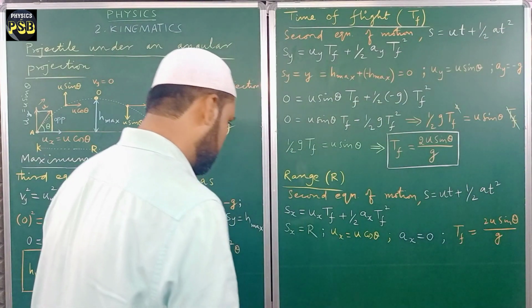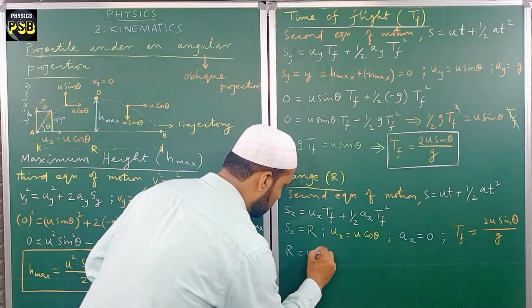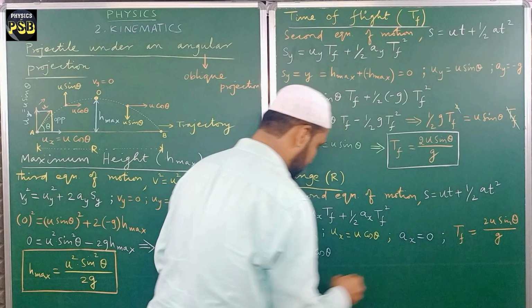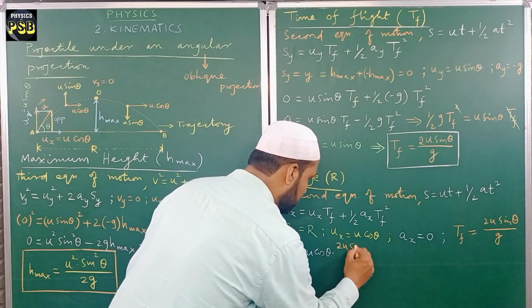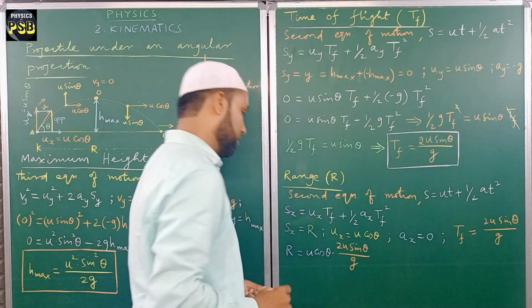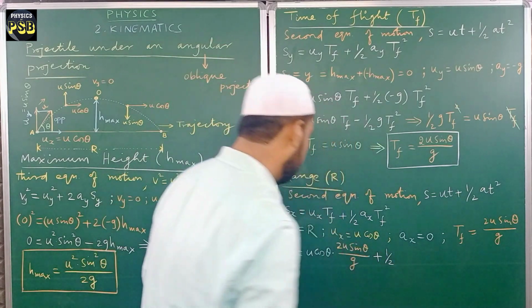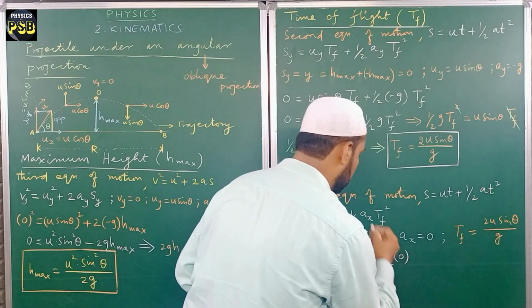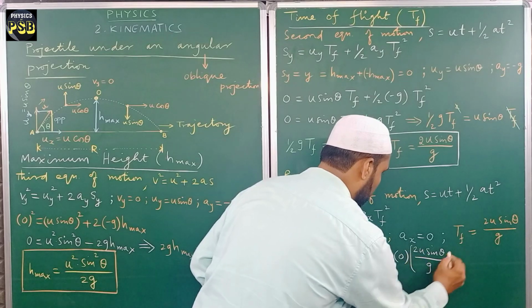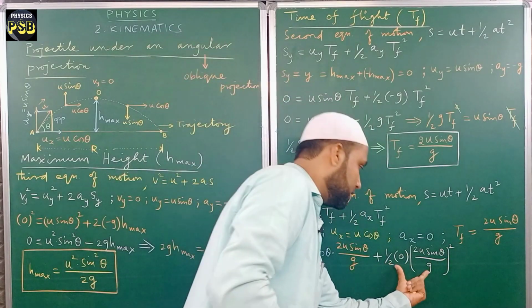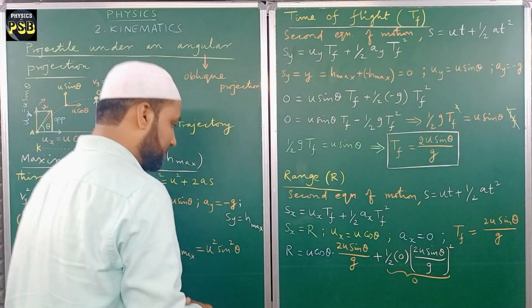So what I will get if I do so? I will get this. In the place of Sx I write R equals, in the place of Ux I write U cos theta. Then in the place of TF I write its value, 2u sin theta upon g. Then plus half, in the place of Ax its value is 0, times TF whole square, 2u sin theta on g whole square. Okay. Now when this term is multiplied with 0, it will vanish, it will disappear.